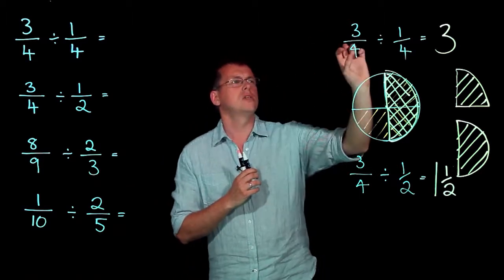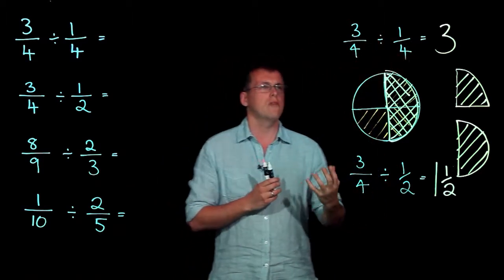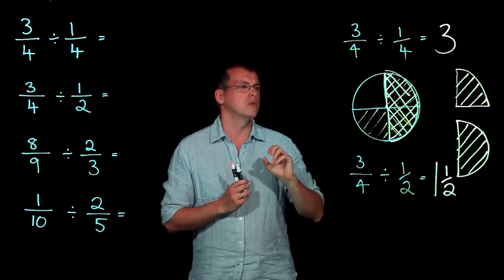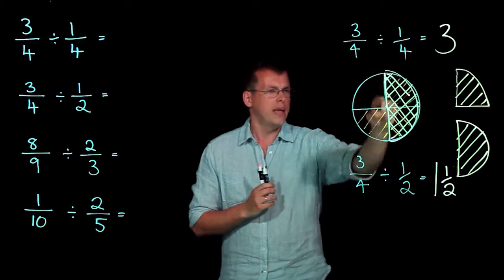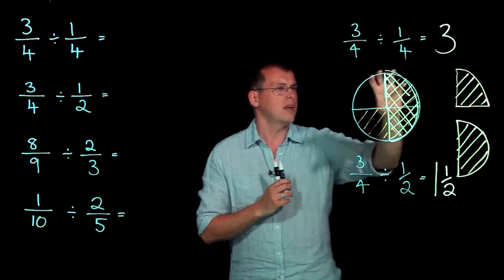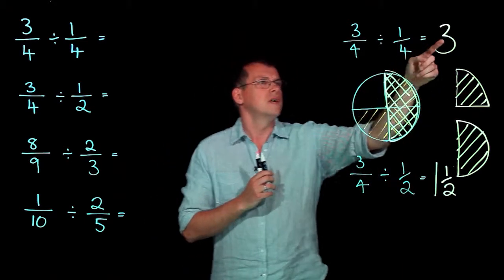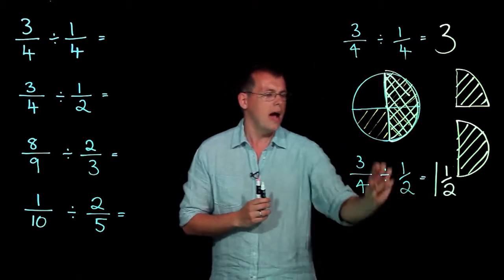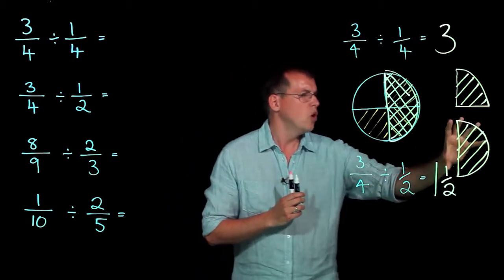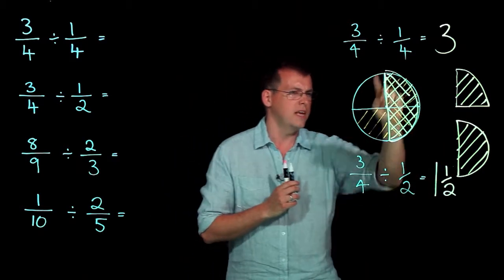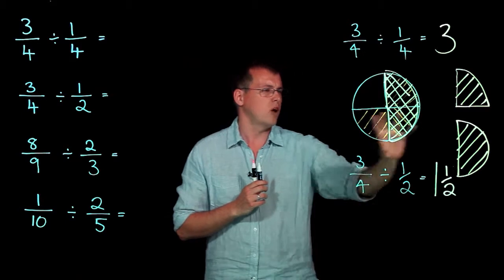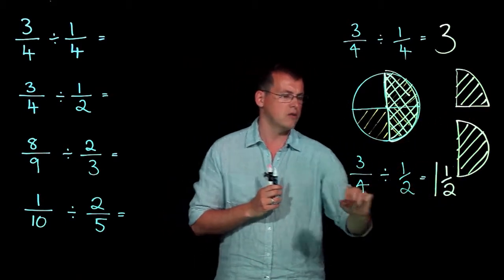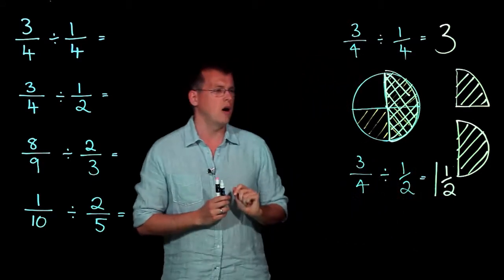3/4 divided by a quarter. The way we're thinking about that is we're looking at how many quarters go into 3/4. Here's a quarter, here is 3/4, and hopefully you can see that 3 of them fit exactly into 3/4. And similarly down here, how many halves go into 3/4? Well, I can fit a whole half in there, leaving this left over, and you only get another half of a half in there. So how many halves go into 3/4? 1 whole one and a half.